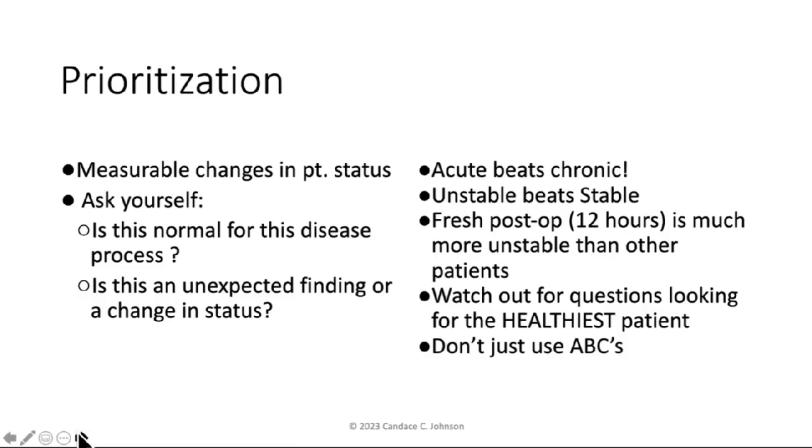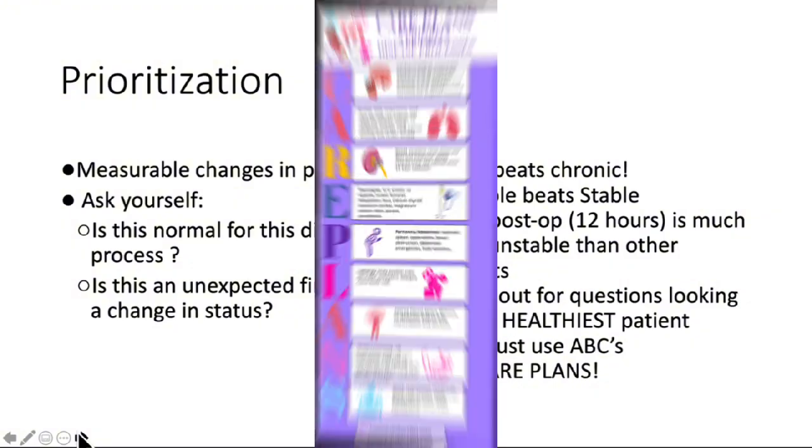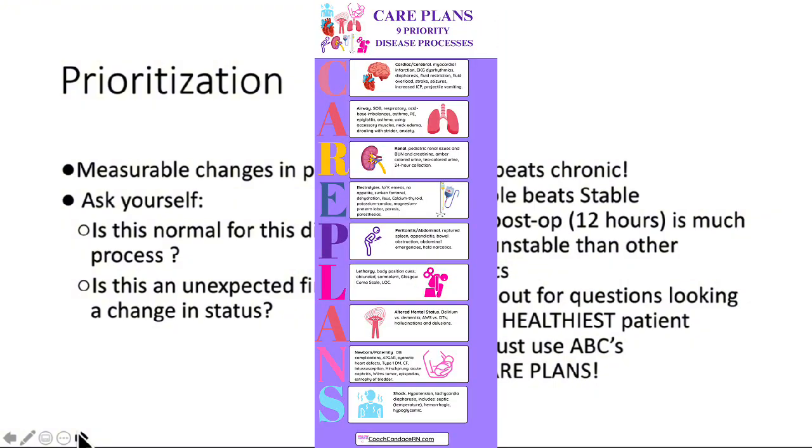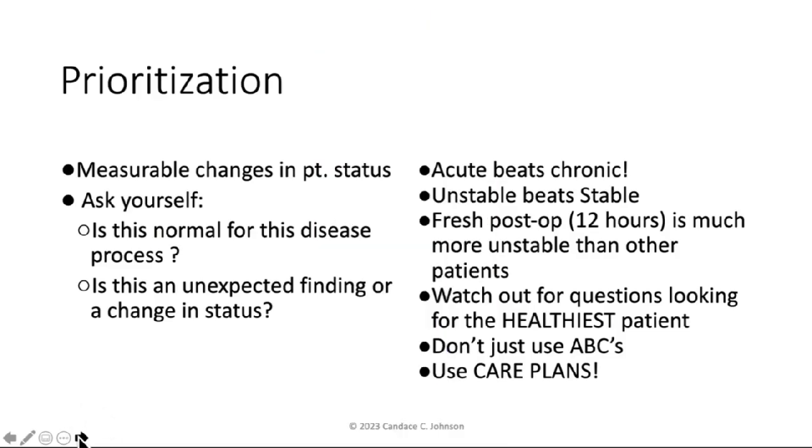All right, so how are we going to figure out the priority disease processes, so that we can figure out who the priority patients will be? We don't just use ABCs anymore: airway, breathing, circulation. Now, I want you guys to consider using care plans. It's a mnemonic that is more nuanced for the different kinds of priority diseases that show up on the NCLEX, because not all priority questions involve shortness of breath, or bleeding or hemorrhaging, or even issues around losing airway. Although I will say there is nothing more important than airway. Nothing more important than airway.